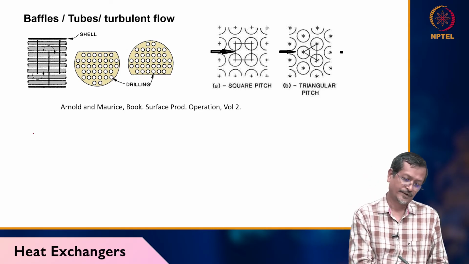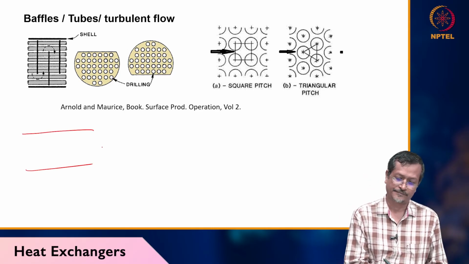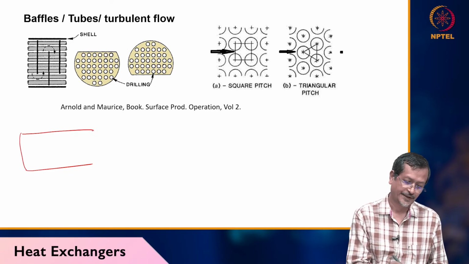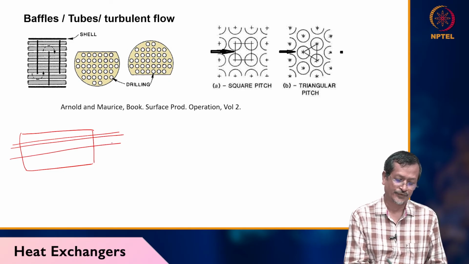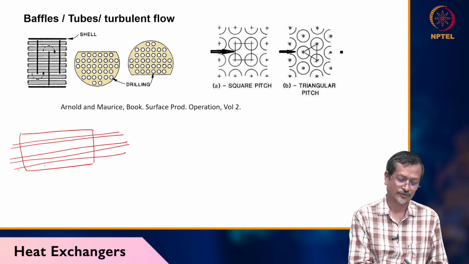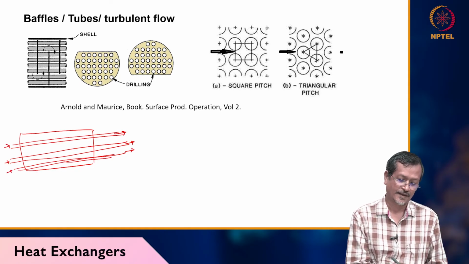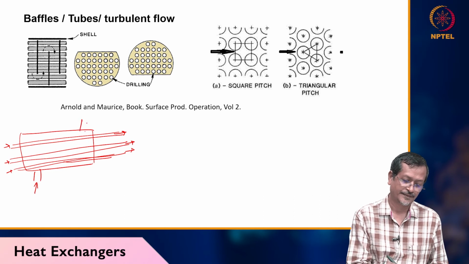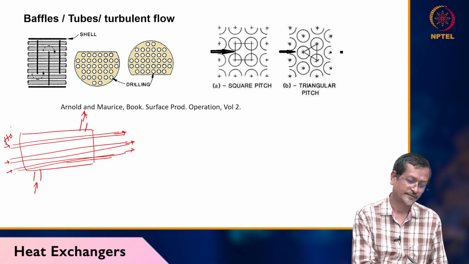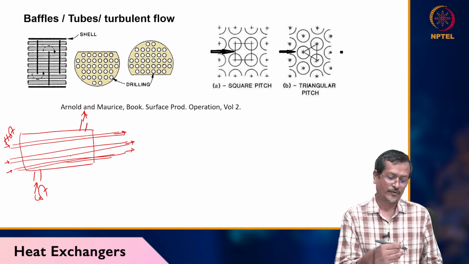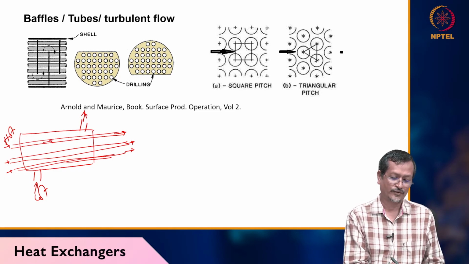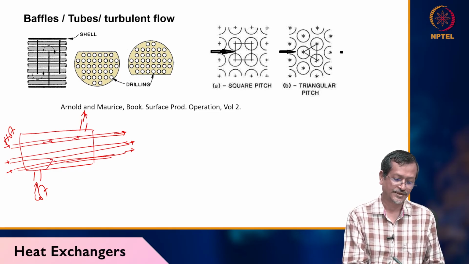Okay, now I have one shell and tube heat exchanger. Let's say I have one shell and I have lots of tubes, one tube, two tube, three tube going through the shell, and flow direction like this, and this fluid is going, maybe this is hot fluid, this is cold. So you are trying to reduce hot fluid temperature.